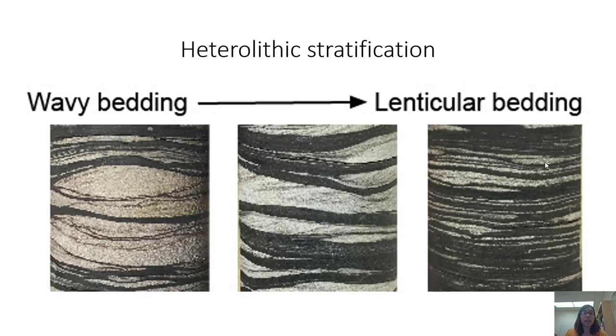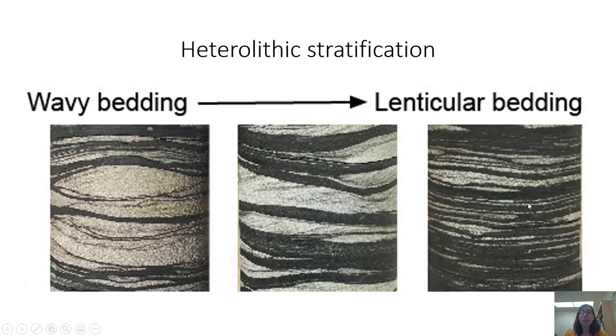Here again is our wavy bedding, our sand ripples with thicker mud drapes, moving into lenticular. And in lenticular bedding, it's primarily this dark mud, and then we have little lenses of sand.